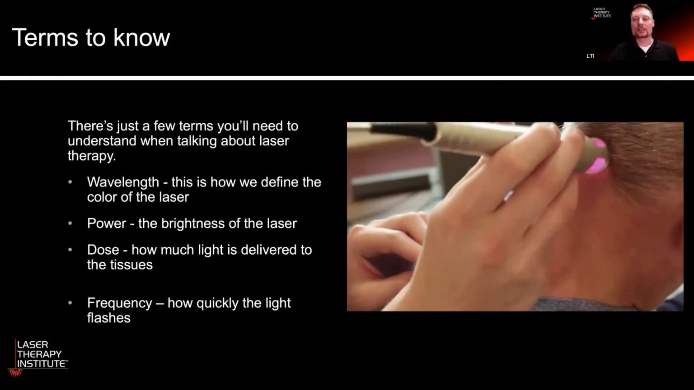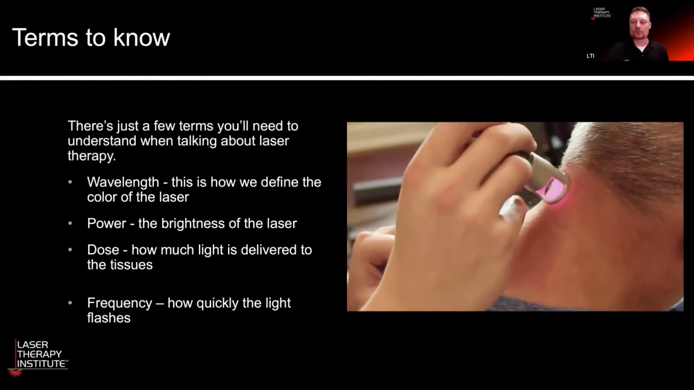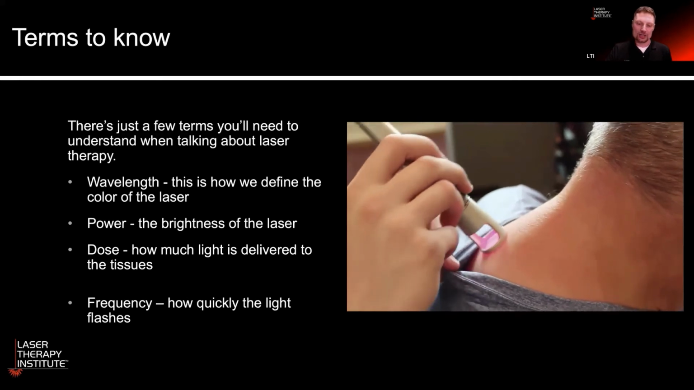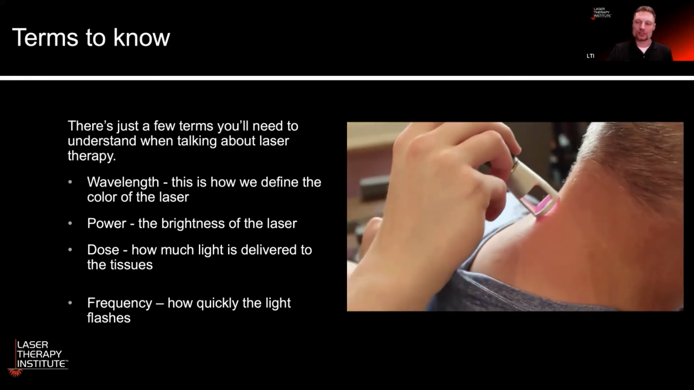And then frequency. Frequency is how fast the light turns on and off. If you're watching this video here on the right, you'll notice that it is steady. It is on continuously. So that's called continuous wave. But you can also pulse the light in different flashes. We'll talk just a bit about that.